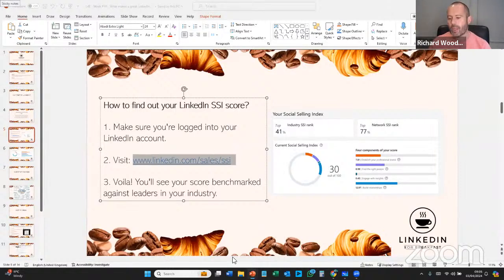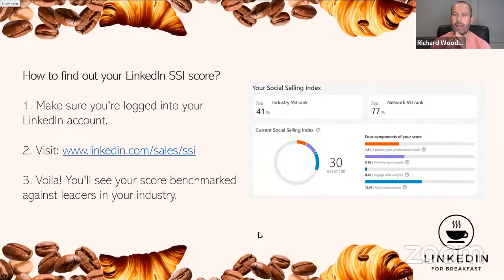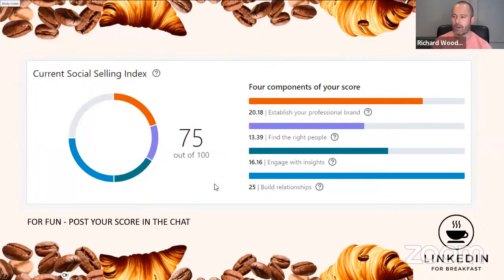Good stuff. So the SSI score is LinkedIn's way of saying this is your score. And if they are saying these are the four components that they look at, then they must be important, right? One of those components, and this is actually mine, is establishing your professional brand. That's very much around the type of content you're putting out, the type of hashtags you're using, how many people are looking at it, and the linger time.